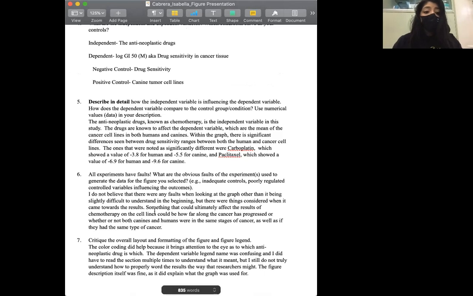I don't believe there are any faults when looking at the graph, other than it being a little difficult to understand when first looking at it. I did have to read the paragraph multiple times to try to understand it more.